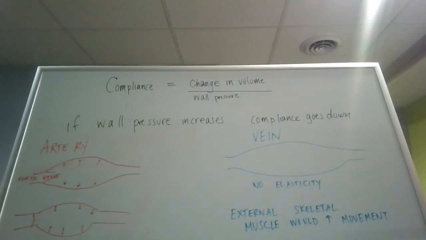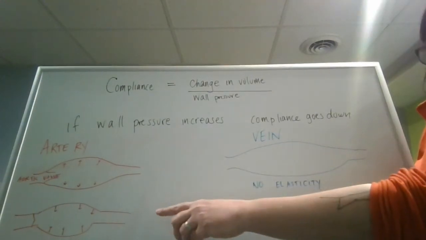So compliance, or how stretchable a vessel is, equals a change in the volume that's put in the vessel divided by the amount of wall pressure. And if the wall pressure increases, then compliance will go down. There is an inverse relationship between wall pressure and compliance. So the artery has less compliance, but more elastic recoil.